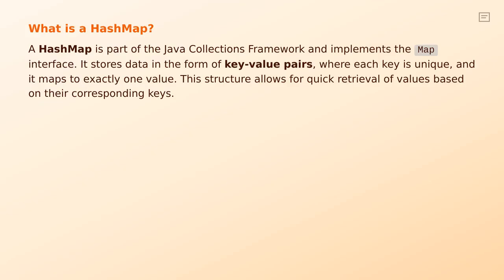This section covers what a hash map is. A hash map is part of the Java Collections framework and implements the Map interface. It stores data in the form of key-value pairs, where each key is unique and maps to exactly one value. This structure allows for quick retrieval of values based on their corresponding keys.